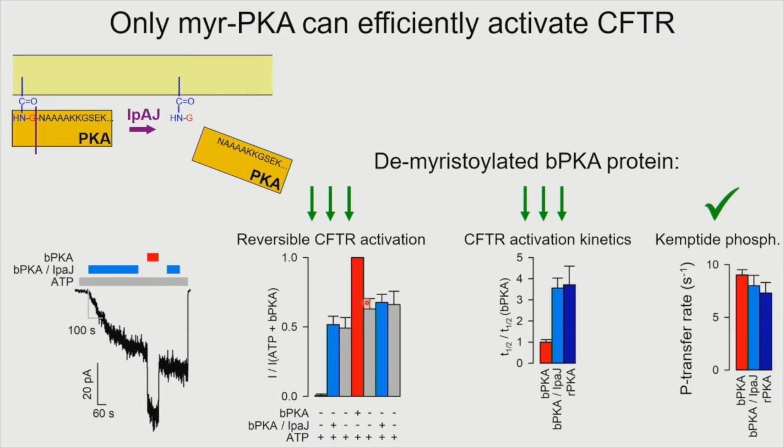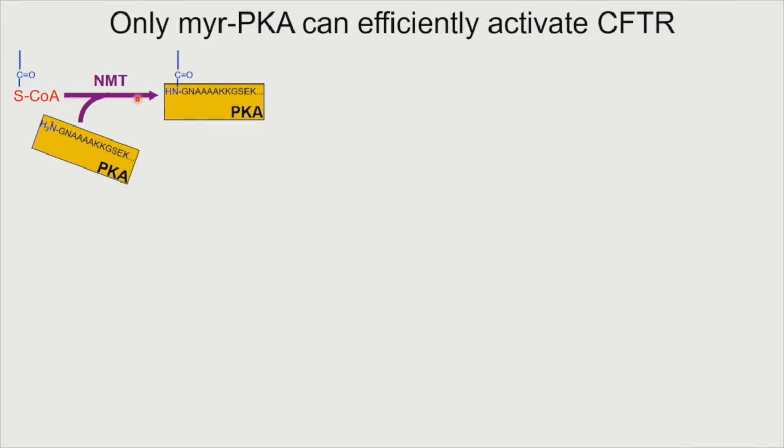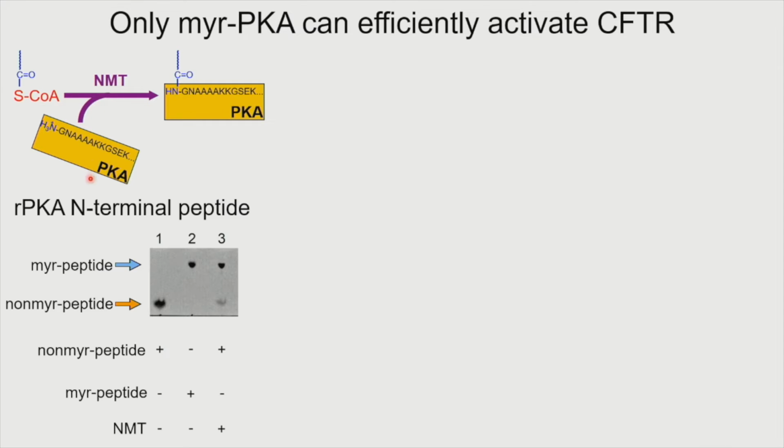So can we also reverse this PKA modification? In the cell, myristoylation is done co-translationally by the enzyme N-myristoyl transferase, or NMT. Indeed, the purified NMT enzyme could myristoylate our N-terminal PKA peptide in vitro. But due to solubility problems, we were unable to in vitro myristoylate the full-length recombinant PKA. So instead, we co-expressed NMT with the PKA in E. coli and then purified the PKA from these cells.